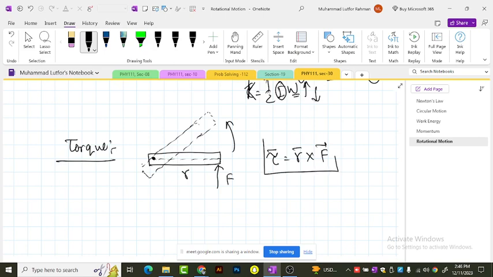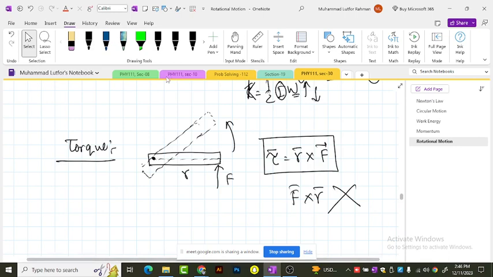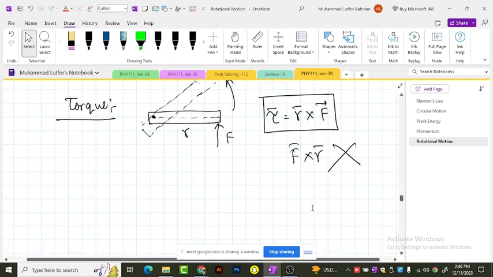Remember, this is a very crucial point. Never write F cross r. That's wrong. You cannot write this, because you know from the properties of vectors that a cross b is not the same as b cross a. Those are two different vectors. So the torque would be simply r cross F. And it's a vector. You know how to find the direction: you have to use the right hand rule.